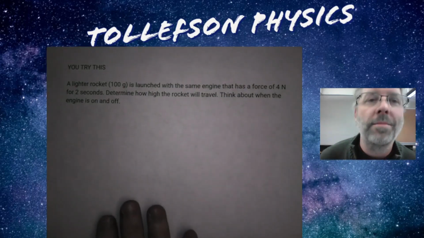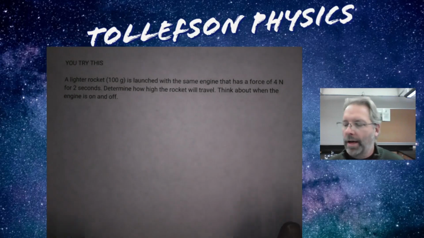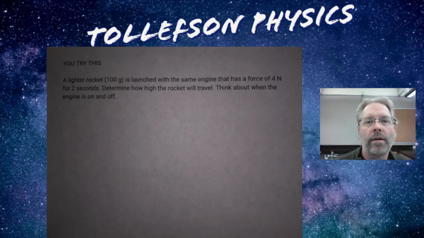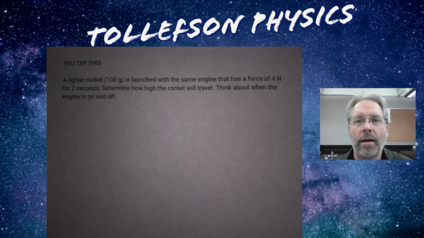Time for you to solve something. So we got a lighter rocket, right? We're able to use the same engine, but with a lighter rocket. And so with a lighter, 100-gram rocket, what's going to change here? I want you to figure out, in this case, how high does the rocket go? You're going to have to think about how high it gets when the rocket is on, and then how high it gets until the rocket turns around, and add those two together. So pause the video here and give it a try.